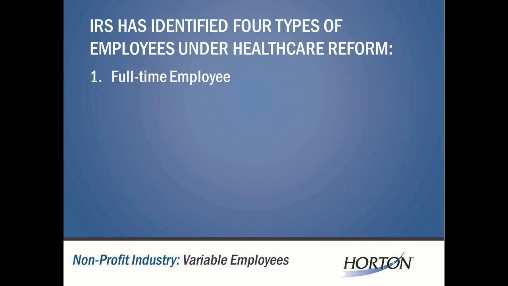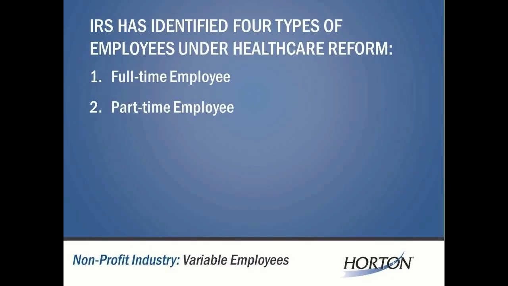The IRS has identified 4 types of employees under healthcare reform. The first type is full-time employee. This is an employee that you hire with a set schedule to exceed 30 hours per week. The second category of employee is a part-time employee. These are employees that you hire that have a set schedule of less than 30 hours per week.